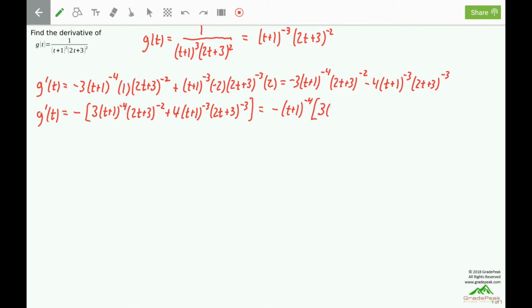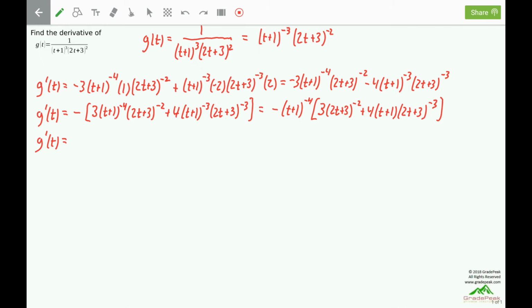So that will leave us with 3 times a 2t plus 3 to the negative 2, and then plus a 4 times, and we'll be left with a t plus 1 to the first power, as well as the 2t plus 3 to the negative 3 power. Okay, the next thing to factor out is the 2t plus 3. We have the negative 2 power, and we have the negative 3 power. We can factor out the lower. That will be the negative 3.